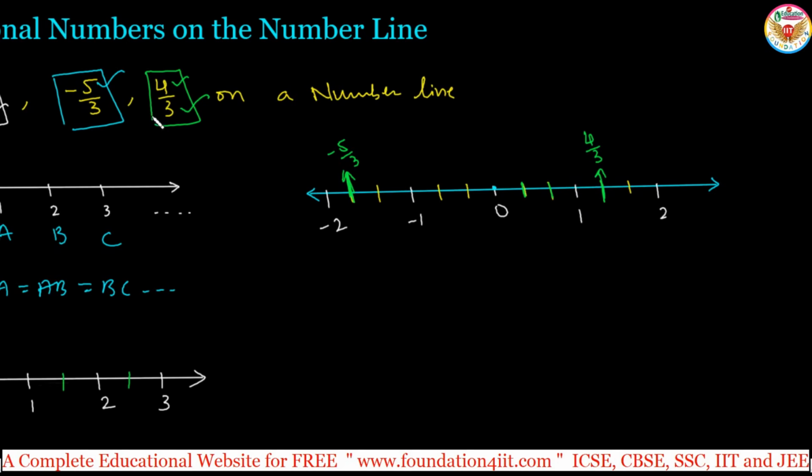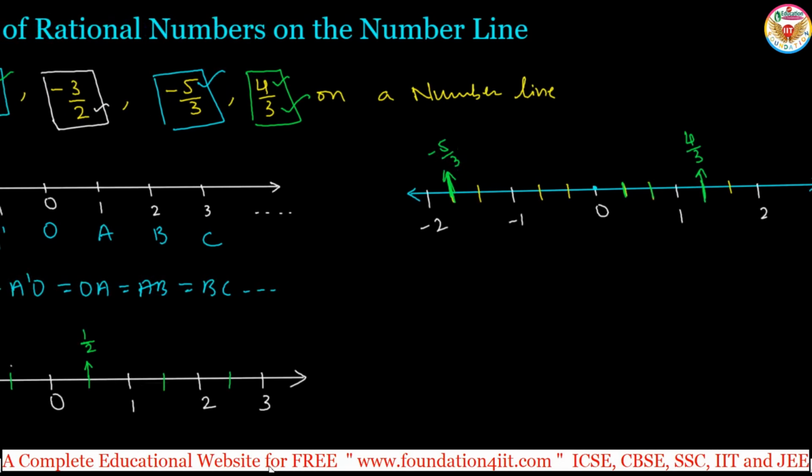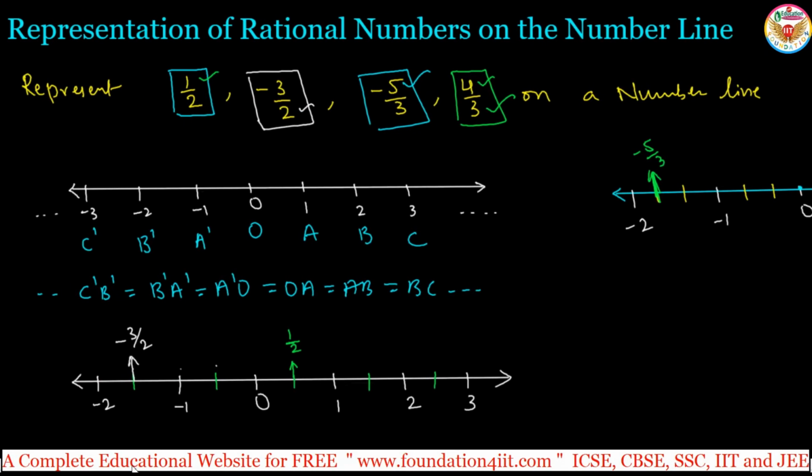Based on the denominator you can make parts, and according to the numerator find the position of that number. Okay, so this is the way we can represent any fraction or rational number on the number line. This is one of the easy ways, right? Next we'll see how to insert numbers between two rational numbers, how to find other numbers.